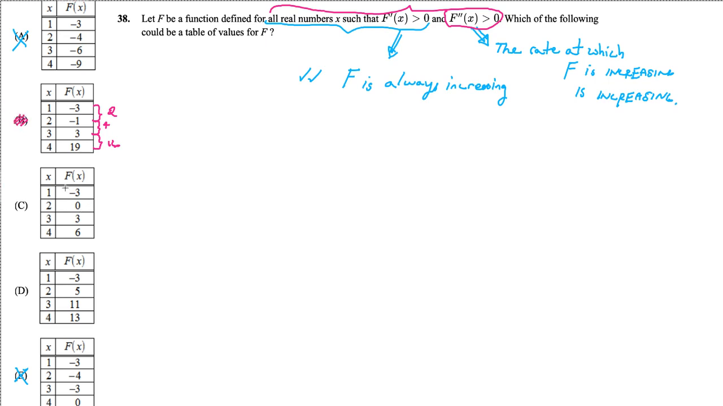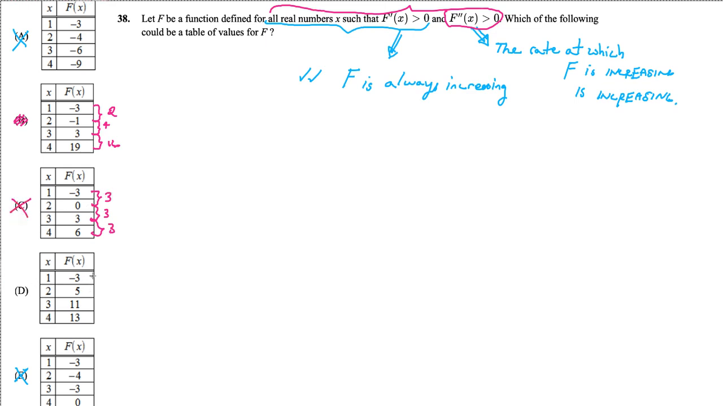Okay, let's exclude the other ones. So let's look. How much did f increase in this one interval? 3. How much did f increase in this one interval? 3. How much did f increase in this one interval? 3. Is the rate at which f is increasing increasing? No, it's staying constant, so it's not c.